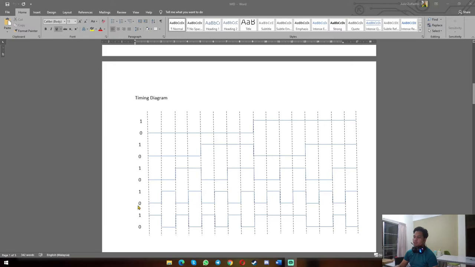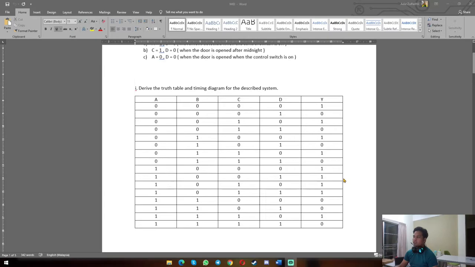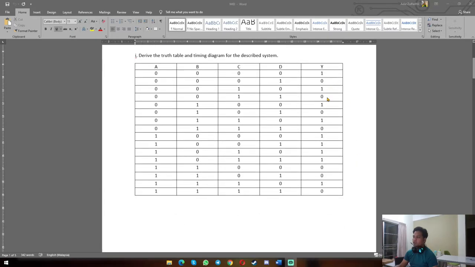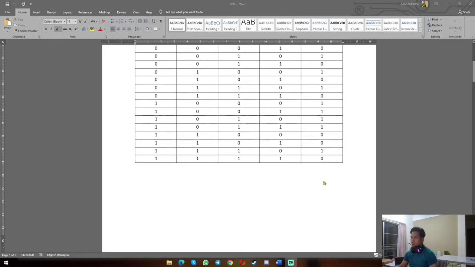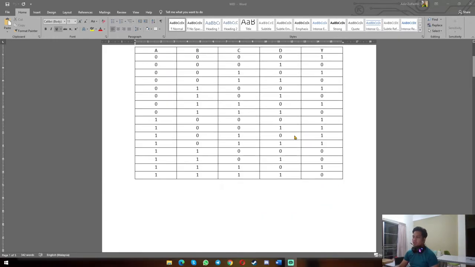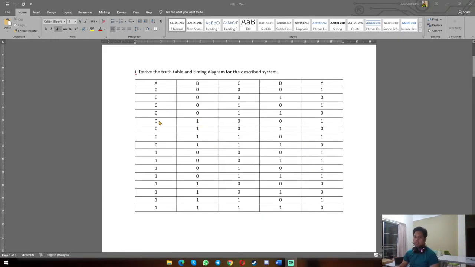So we just follow the truth table to get the timing diagram, which is 1, 0, 1, 0, 1, 0, 1, 0, 1, 1, 1, 1, 0, 0, 1, 0. So this is also the same: 1, 0, 1, 0, 1, 0, 1, 0, 1, 1, 1, 1, 0, 0, 1, 0. So that's all for the first question, which is to derive the truth table and timing diagram for the described system.